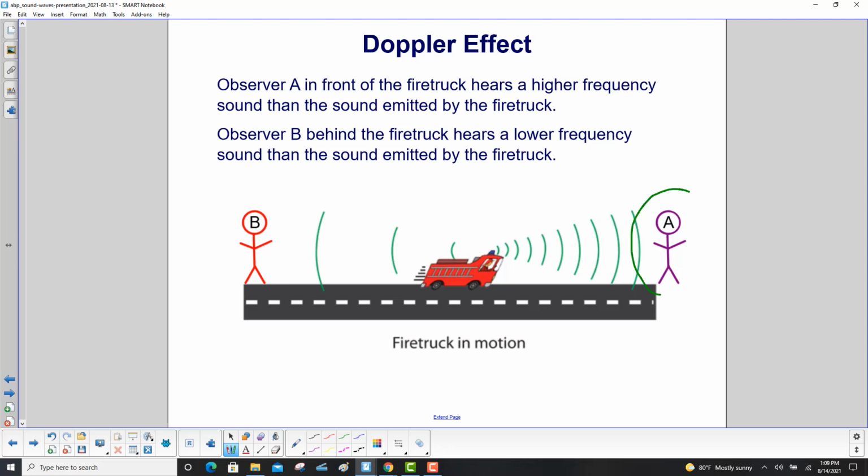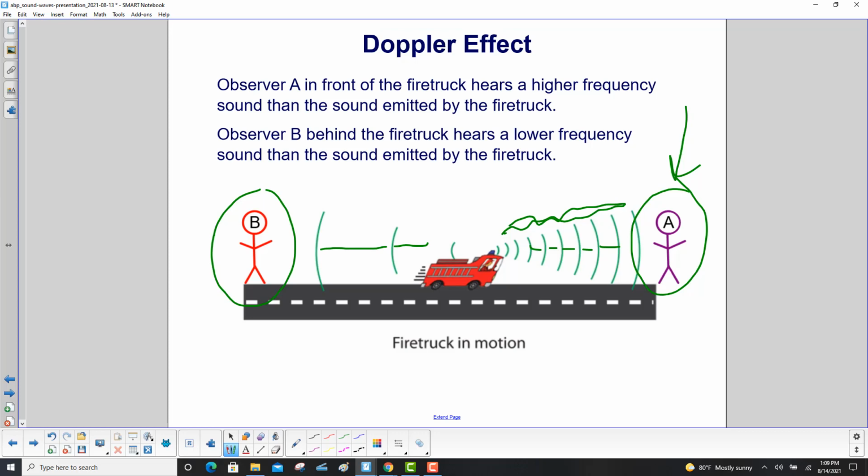Observer A, over here, in front of the fire truck, hears a higher frequency sound than the sound emitted by the fire truck. Observer B, behind the fire truck, hears a lower frequency sound than the sound emitted by the fire truck. And hopefully you can see the symbolism here. The wavelengths here are shorter, right? There's a smaller distance between them, which means that's a higher frequency. Behind, the wavelengths are greater, so that's a lower frequency.